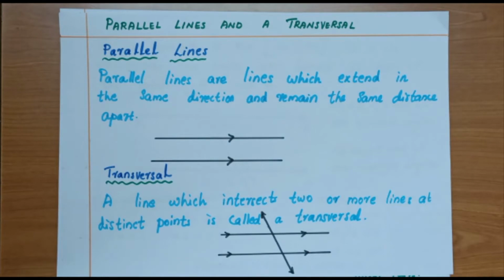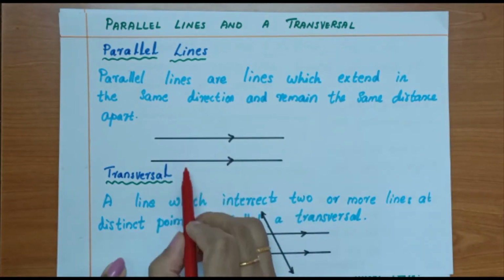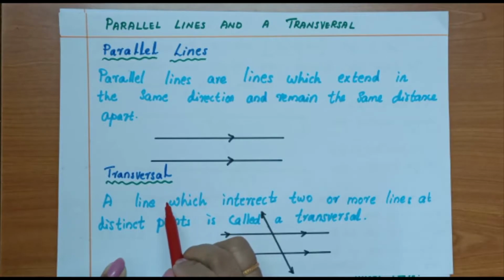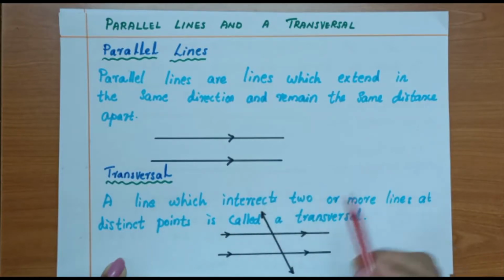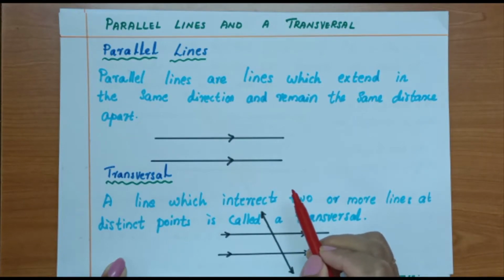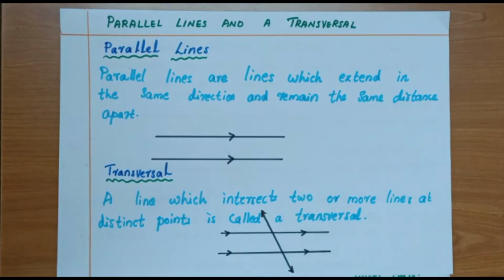What are parallel lines? Parallel lines are lines which extend in the same direction and remain the same distance apart. That means when we draw two lines, they should always keep the same distance between them, and when we extend these two lines, they should never meet. These kinds of lines are called parallel lines.